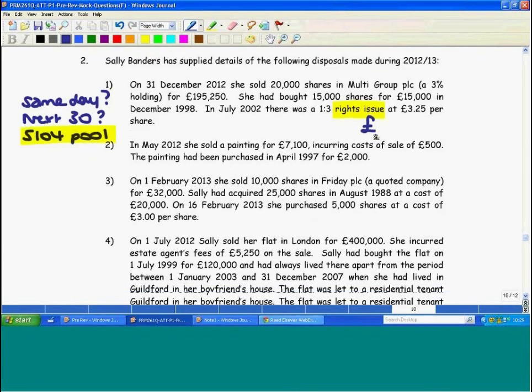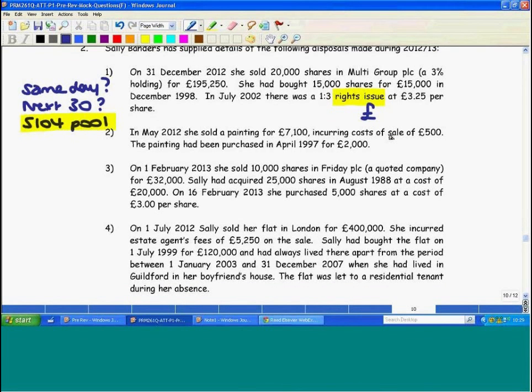Now, the second disposal was a painting. So she sold a painting for $7,100, incurred cost of sale, and the painting was purchased for $2,000. Now, this is where alarm bells should go off because we have a value of less than £6,000. Can we touch the item? Is it a chattel? Yes, it is. So we've got the chattel rules here. So remember, if you either have proceeds or costs of less than 6,000, you've got one of those rules to consider in terms of, are you going to restrict your gain or are you going to restrict your loss? So we need to here consider those chattel rules, and we'll come back to those.